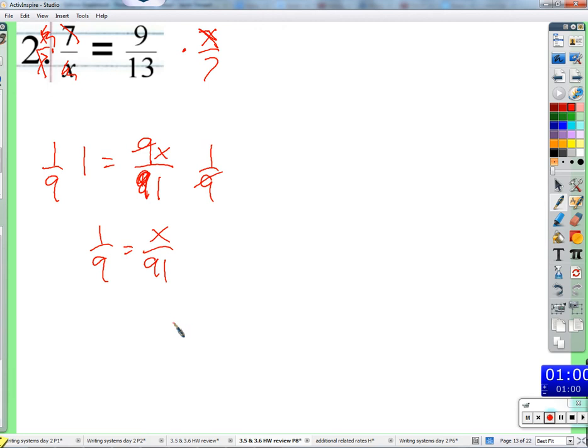What do we do now? Cross product. Okay, 91 equals 9x. And then? Divide by 9 on both sides? Yeah. Divide by 9. And we got there. Yeah. 100% correct.